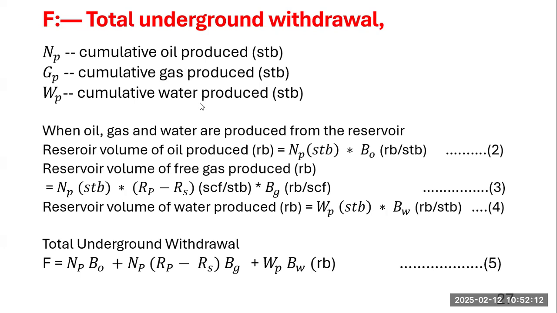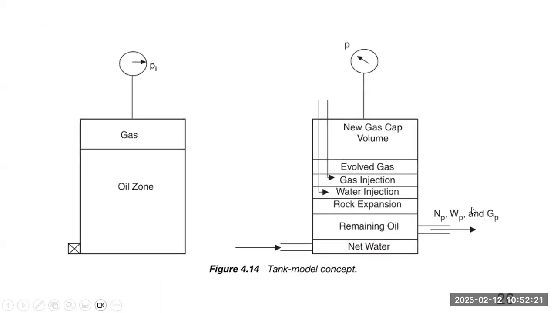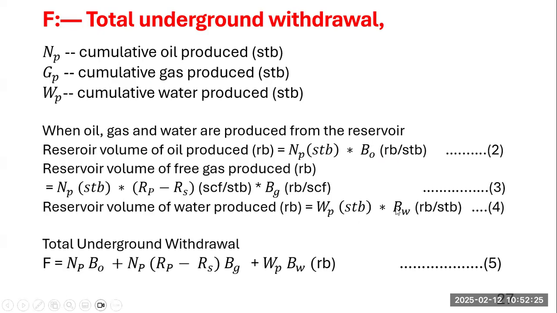What are we trying to do here? We are trying to account for the total underground withdrawal. You remember here, let me go back a bit so that you can fully understand. The total underground withdrawal, this is your NP, WP, and GP. So for your NP multiplied by BO, your cumulative oil produced, you have your NP, the total oil produced in STB multiplied by BO. So it gives us in reservoir barrel.